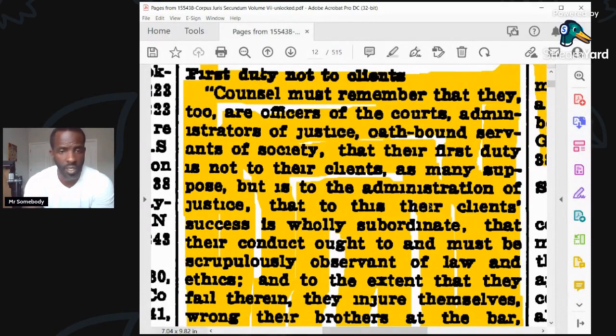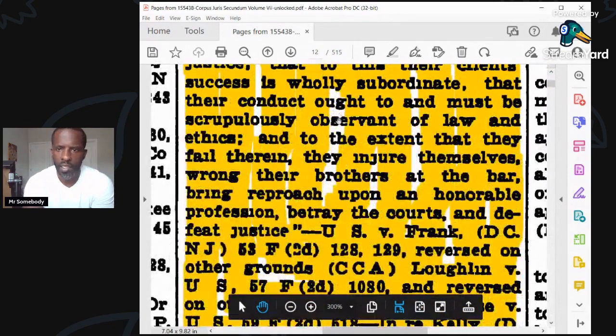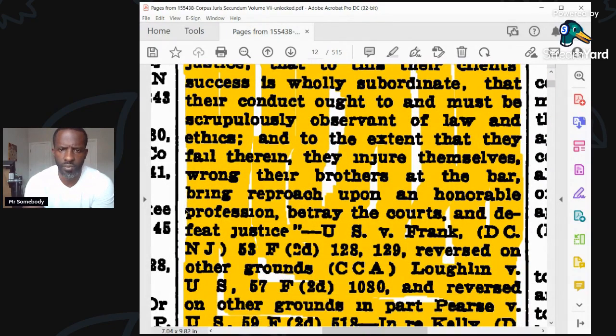That to this their client's success is wholly subordinate, that their conduct ought to and must be scrupulously observant of law and ethics. And to the extent that they fail therein, they injure themselves, wrong their brothers at the bar, bring reproach upon an honorable profession, betray the courts, and defeat justice. This can be found in U.S. v. Frank, guys. It's a New Jersey case. I already looked it up.